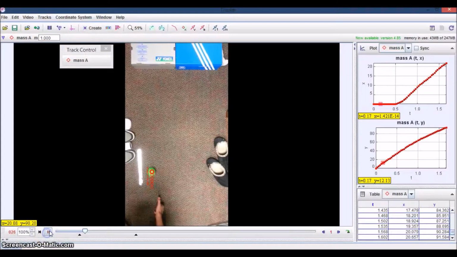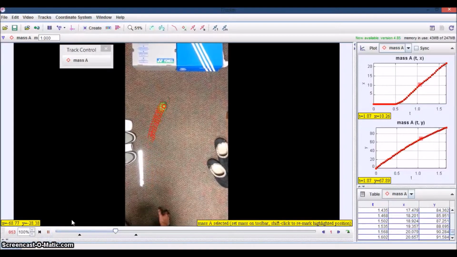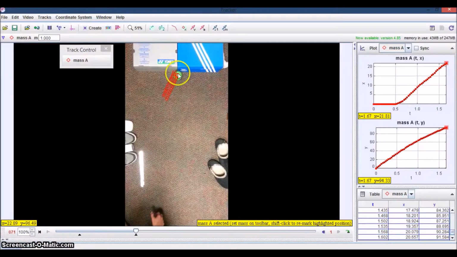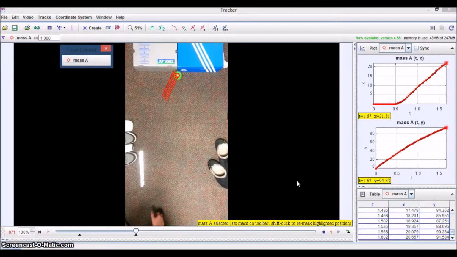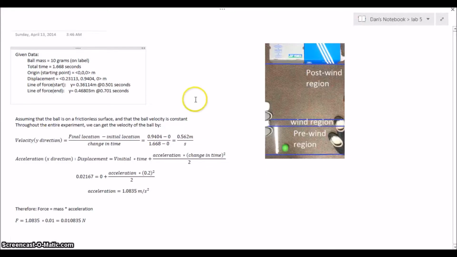So this is the video of the ball rolling, and as you see, it hits right here. So now, viewing the entire experiment, we want to calculate how much force the wind was acting on the ball. In order to do that, we're going to need to look at the calculation part.